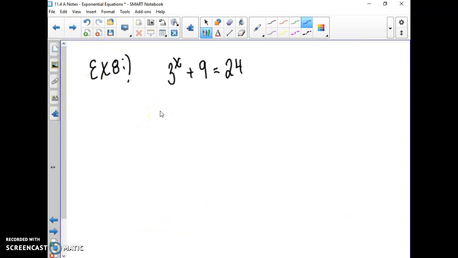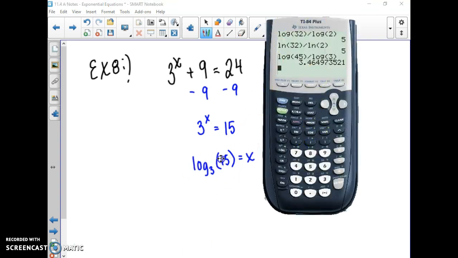Here's our next problem. We've got 3 to the x power plus 9 equals 24. Before we can rewrite something as a logarithm, we need it to be in exponential form, and this plus 9 is a problem here. So what we should do on this problem is we should subtract the 9. So that would give us 3 to the x power equals 15. Now at this point we can rewrite as a logarithm. So we will have log base 3 of 15 equals x.